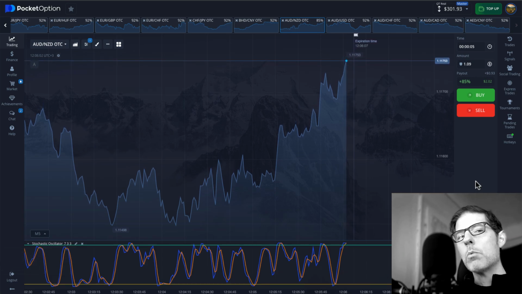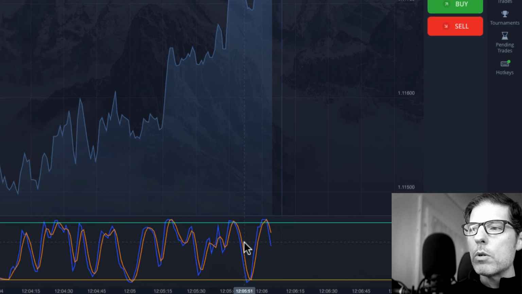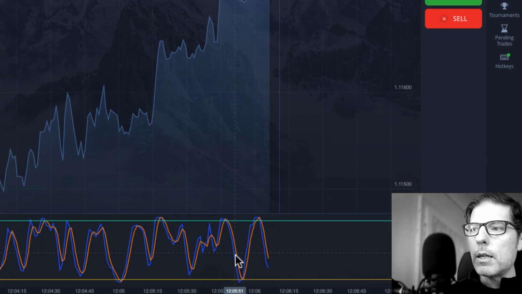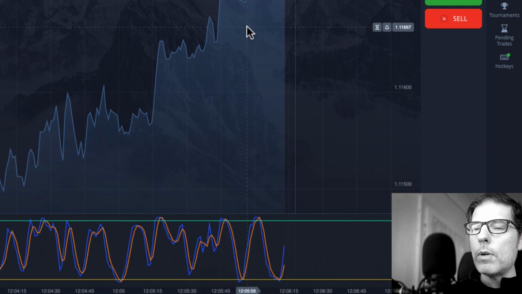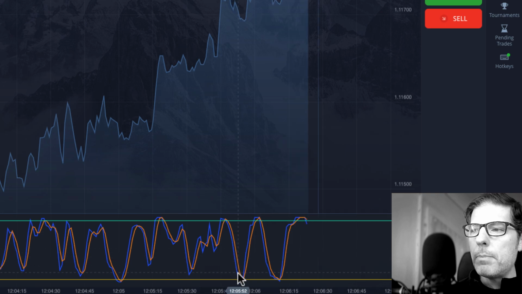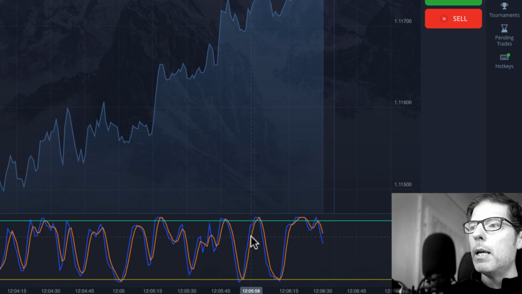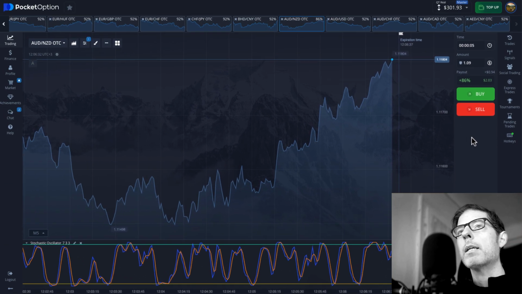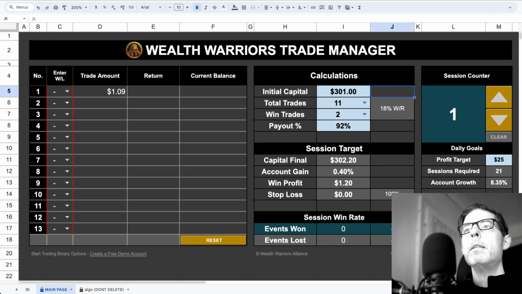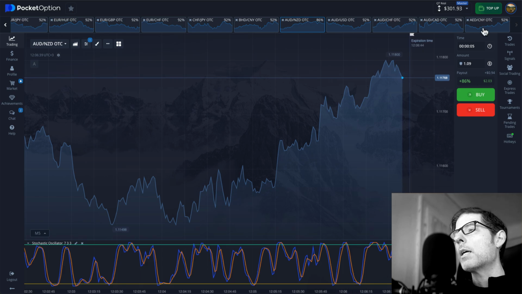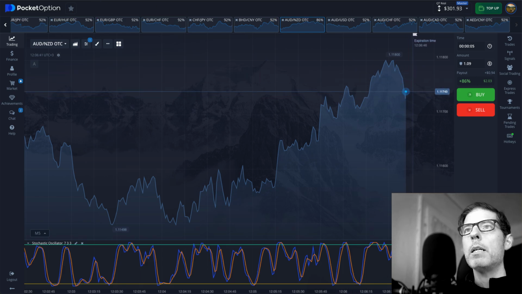Now, what happened here? What did I do? As soon as the orange and blue line started to come down just like this, it looked like it was going to push down even further. We're also going at an upward trend as well. I'm anticipating the bounce here off of the 5% line on the stochastic, and as soon as that happens, we get a little bit of a push up, and then we take that profit just like that. Let's go back over to the trade manager, and this is successful. Our new balance inside Pocket Option is 301.93.